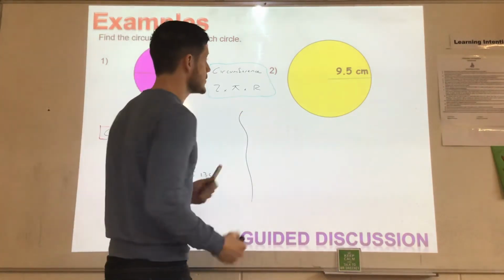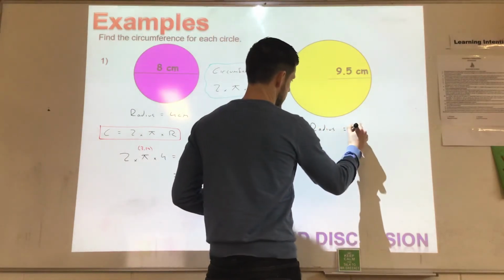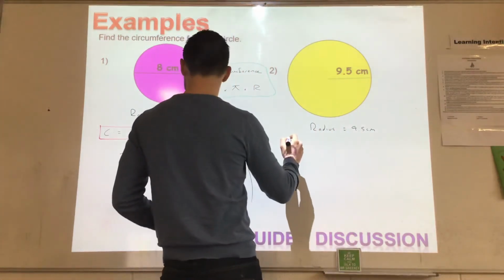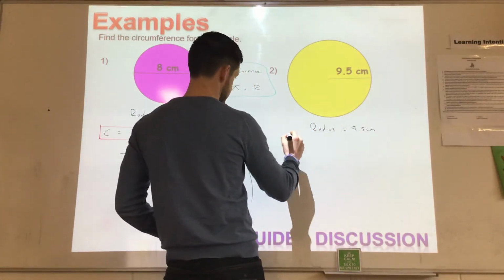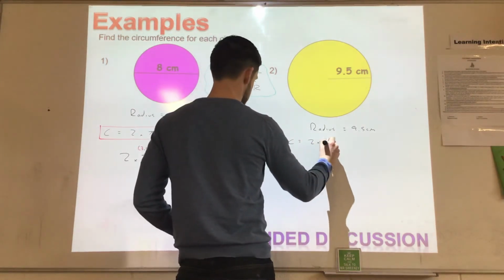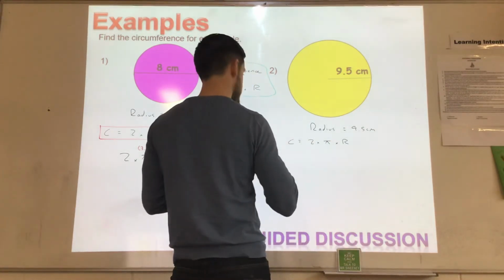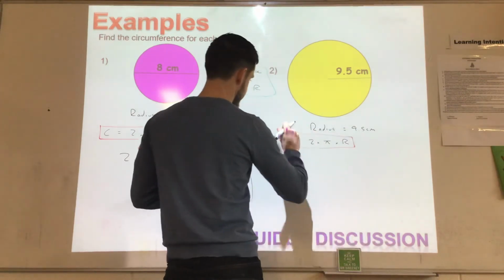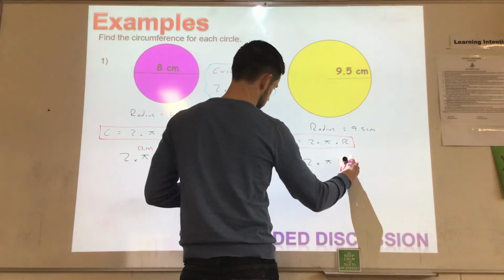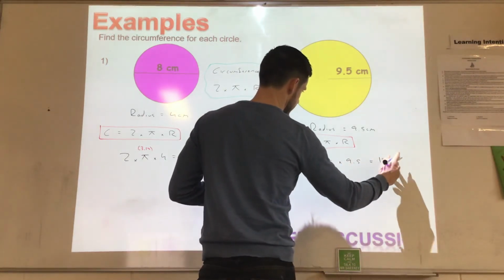The second one's even easier because you're given the radius. So the radius is 9.5 centimeters. Right? So all we're doing here is subbing in, so the circumference is equal to 2 by pi by r, and we're just going to sub in 9.5. So we get 2 multiplied by pi multiplied by 9.5. That's probably going to give you 19 pi in your calculator.